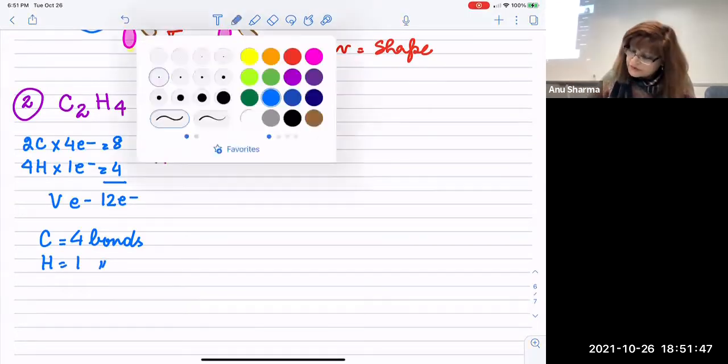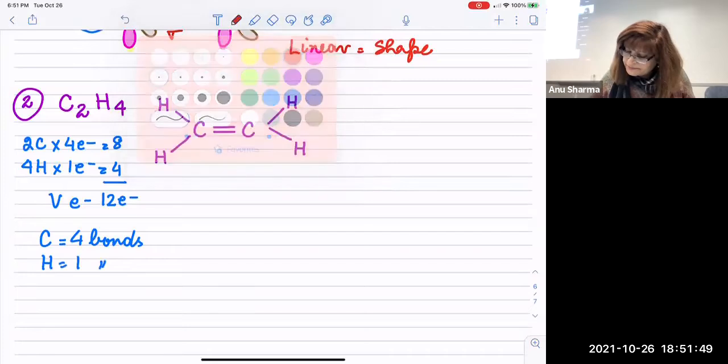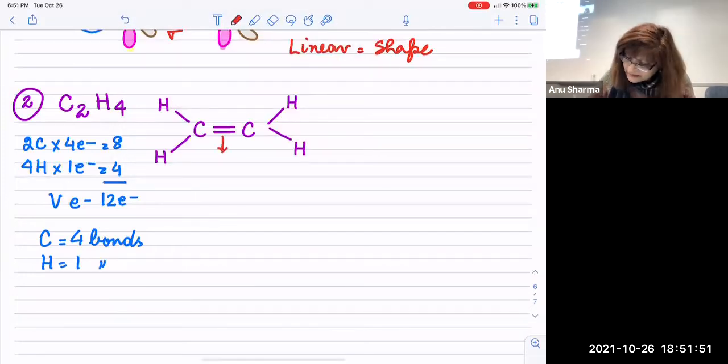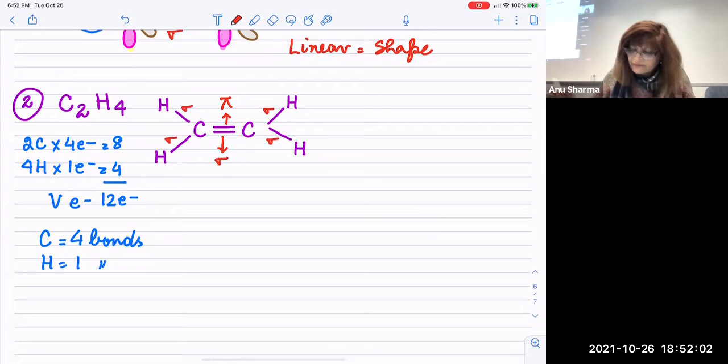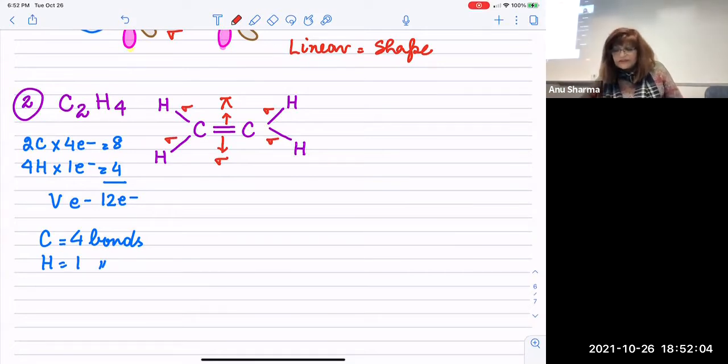How many sigma bonds and pi bonds? So let's count. This is one sigma bond. This is a pi bond. This one is a sigma bond. This is a sigma bond. This is a sigma bond. This is a sigma bond. So all single bonds are sigma bonds. Just remember that anytime you have a double bond, there's going to be a pi bond.